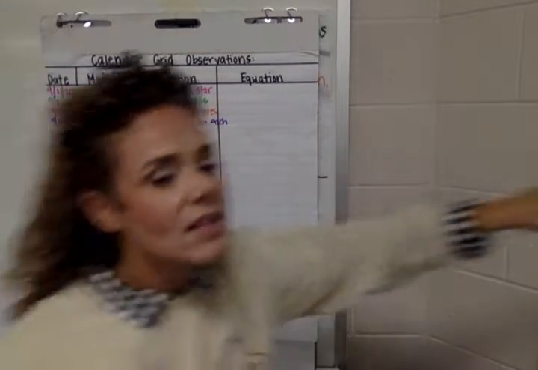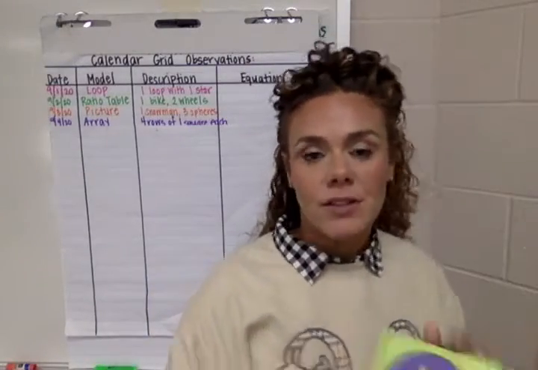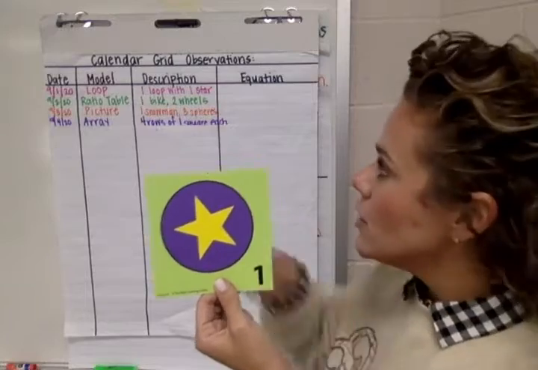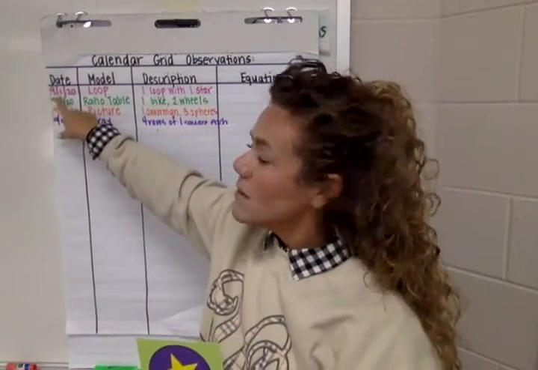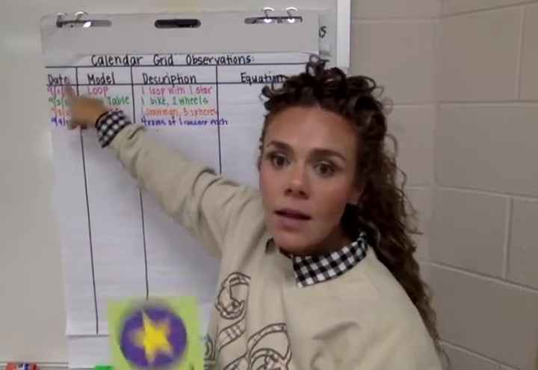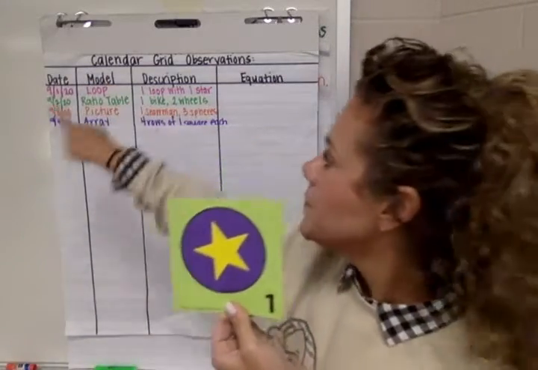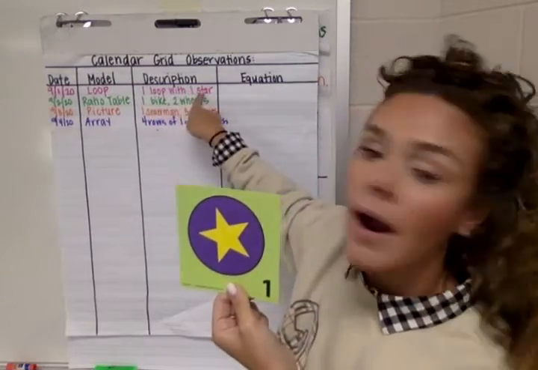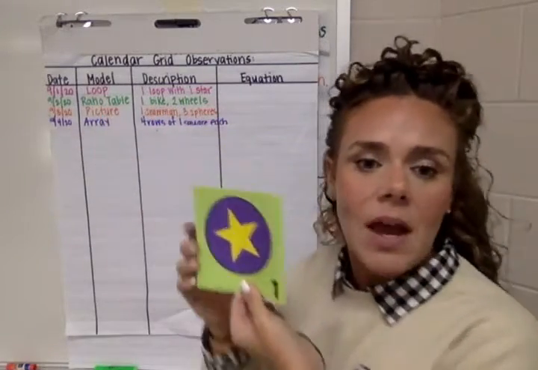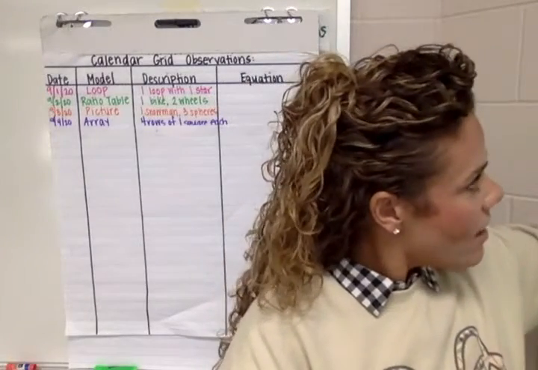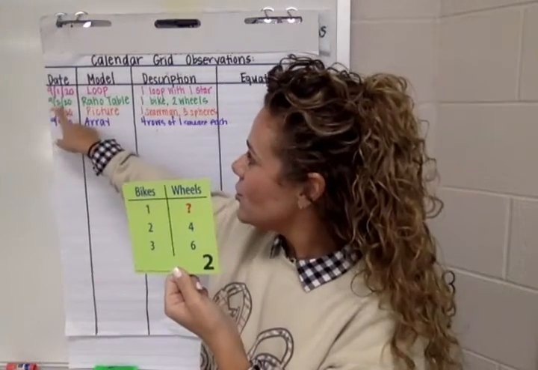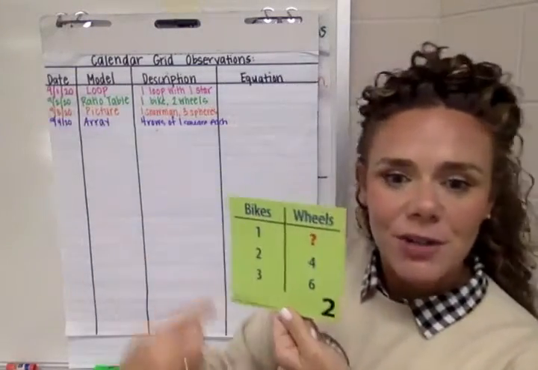For instance, let's look at September 1st. That was our very first day of school. So we had a loop with 1 star in it. We wrote the date, 9/1/20. The model was a loop. We have 1 loop with 1 star. That's the description. We wrote that down. Let's look at September 2nd, 9/2/20.